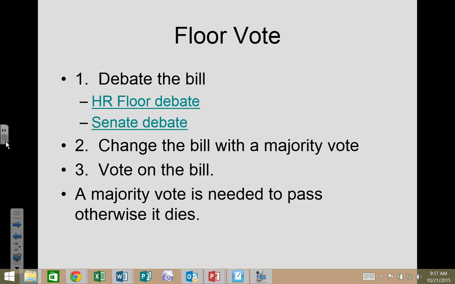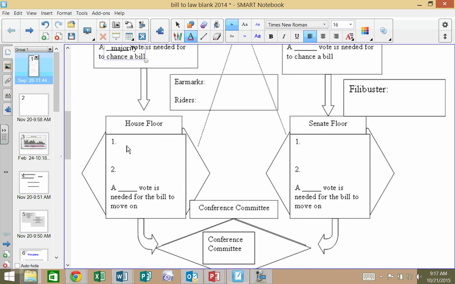So on here, what happens to the bill? Well, the bill can be debated at the floor level. The bill can be changed at the floor level. And I really should have a third thing here. You probably want to add that. And the third thing is it can be voted on.